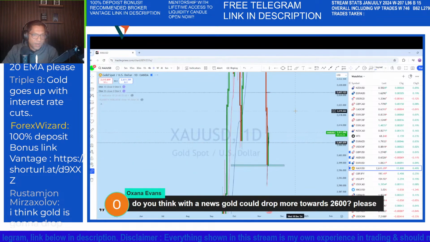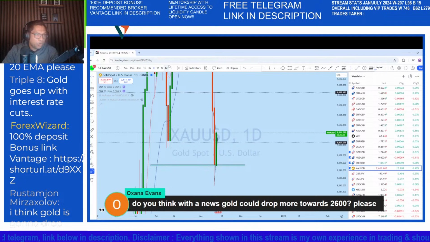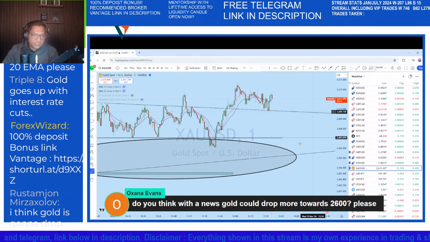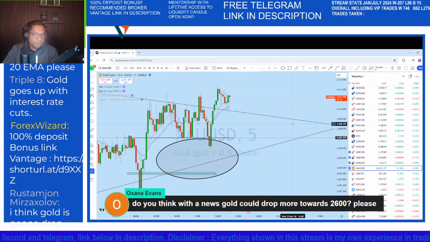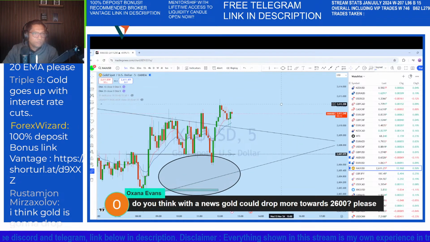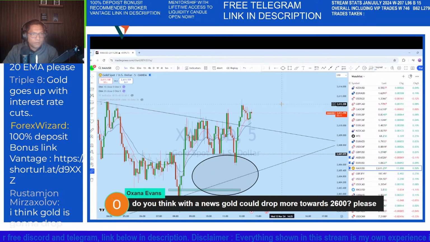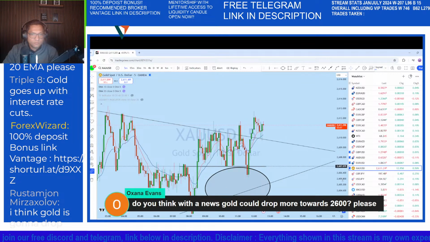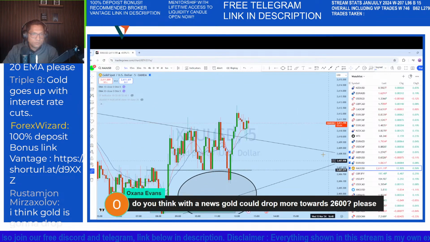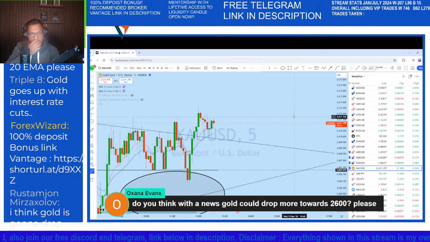But if the market, with the news, comes to the daily support from here, we might see a very aggressive bounce towards the upside on XAUUSD. Let's see where it is heading.